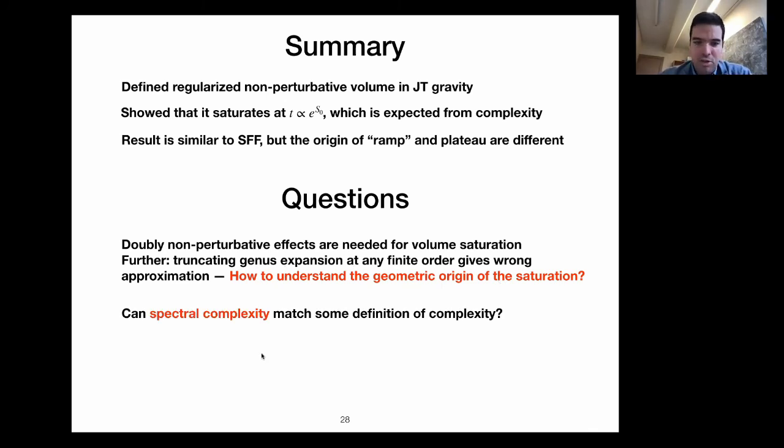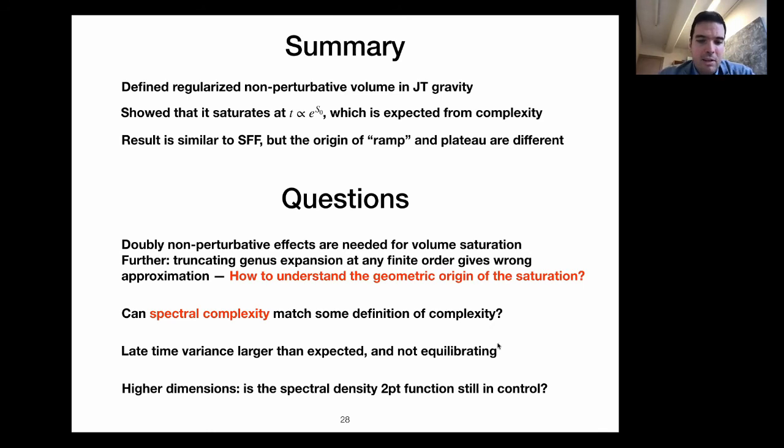An obvious question is whether this quantity that I have shown you in the last few slides, spectral complexity, can match any kind of definition of actual complexity. Does it have a chance or not? Another puzzle that I was telling you about is the late time variance. It's larger than expected and it's not equilibrating, but this comes with many assumptions.